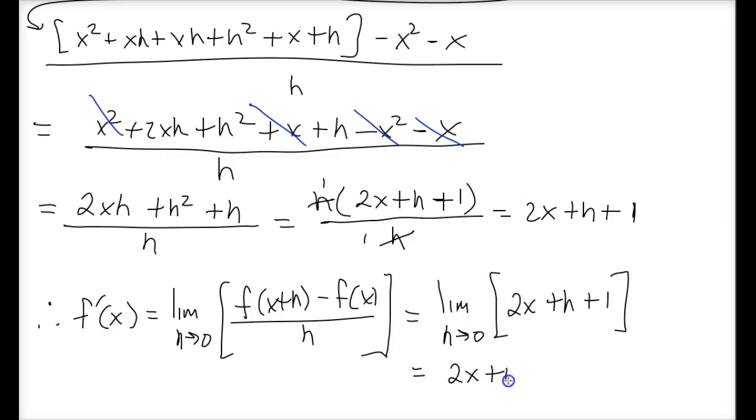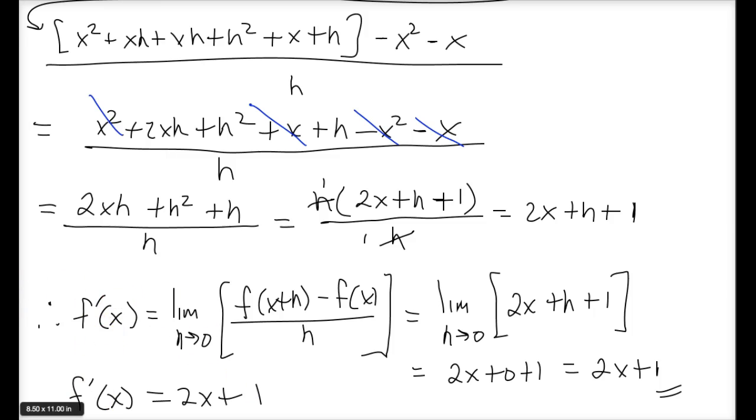So here, of course, I just plug in a 0 and I get 2x plus 1. And so that is what the actual derivative of f is. And this is how it should look whenever you're asked the question of being able to figure out what the derivative of a function is in terms of the difference quotient.